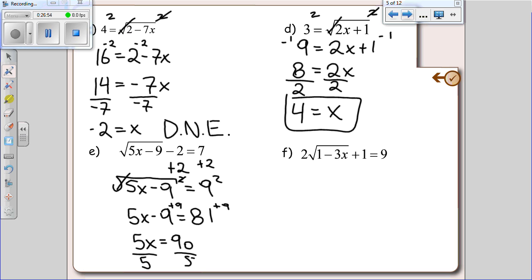Wait, it's not an extraneous root. Because if you times it by the -7, then it would put it on there, so it's not extraneous. Check your math.